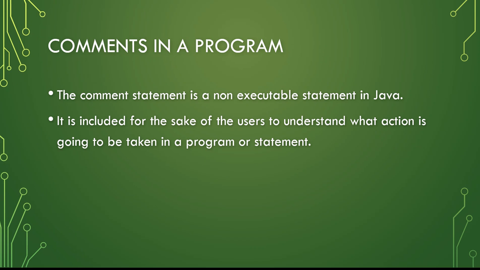Why is it used? If it is not executable, then what is the necessity of using these comments? It is included for the sake of the users, to understand what action is going to be taken in a program or statement. If a person is going to execute the program, he should know what program that is. So you can give some comment lines indicating what the program does, or what a part of the program or block of statements inside that program does. By reading that statement, the user comes to understand what the program is going to do. That is the main purpose of the comment line.